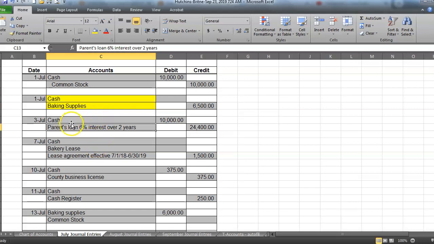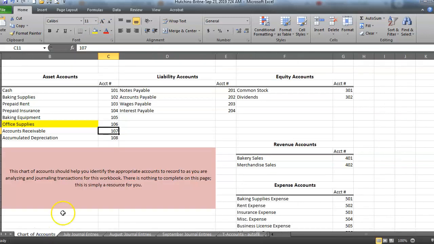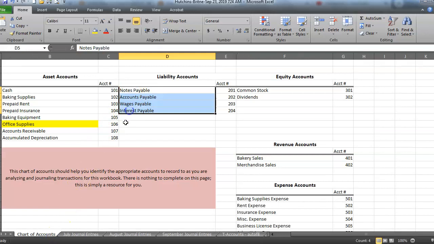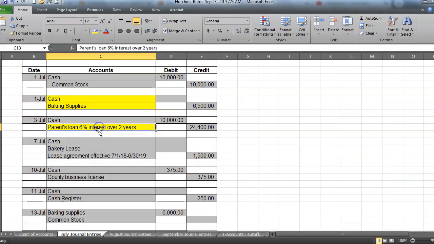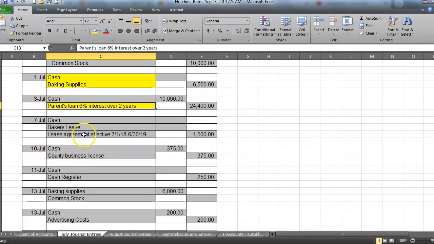This transaction here looks fine to me. The only problem I've noticed is that you're using an account that doesn't exist. If you take a look again at the chart of accounts, you'll notice that these are options you have for liabilities, and one of those should be used, not this one here. That's more the description of what occurred, not necessarily the account itself.